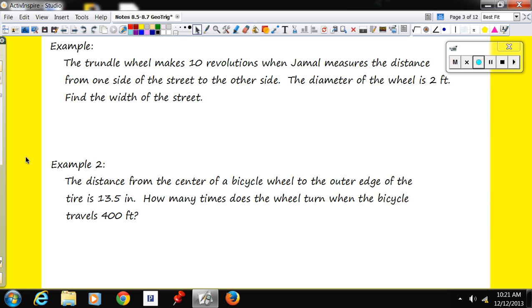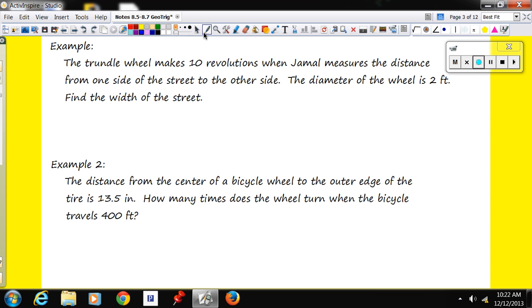So across his wheel is 2 feet. He's rolling the wheel, and it makes 10 rolls to get to the other side. So they want us to find out how wide is the street. Do I need area or circumference on this one? Not area. Circumference. Because we're talking about a revolution around the circle. So it's got to be circumference.